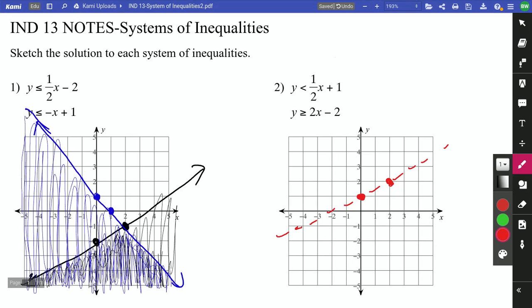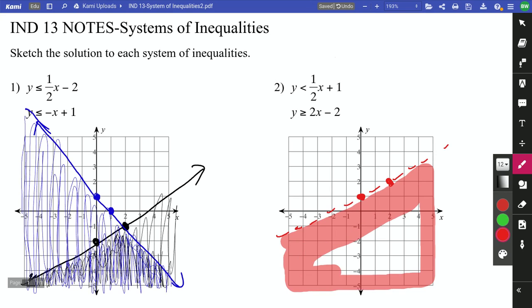And let's go ahead and shade that. So we make this fatter and we make it transparent. And so which side do we shade? We shade below because this one is less than, right? So here we go. We can get this shaded. Okay, so that's the region where that one is true.